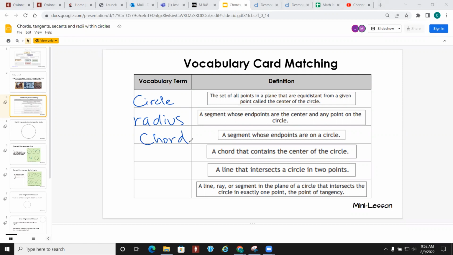And this is just kind of a repeat of the last slide, most of these. Okay, a chord that contains the center of the circle. That's going to be the diameter. Okay, a line that intersects a circle in 2 points. That's going to be a secant. And a line, ray, or segment in the plane of the circle that intersects the circle in exactly 1 point. And this is a big one, point of tangency. You're going to want to know that terminology, point of tangency. So that's going to be tangent. Again, kind of a repeat of what y'all saw earlier.